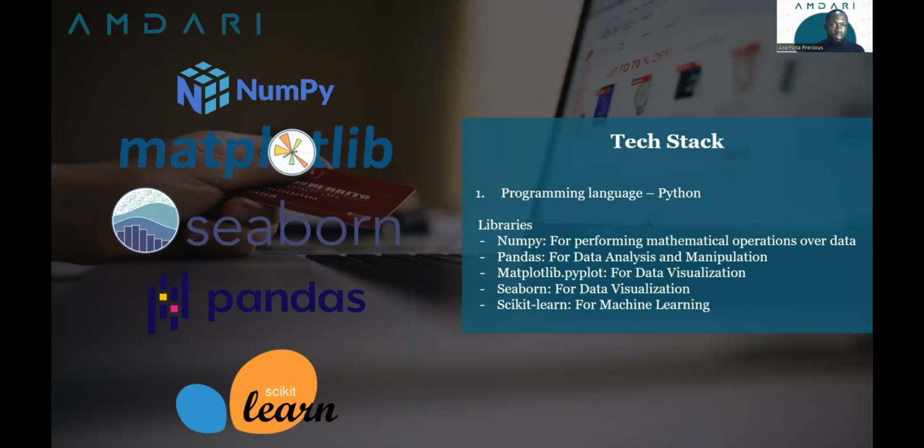these are the tech stack that will be required for this project, which is NumPy, Matplotlib, Seaborn, Pandas, and scikit-learn. All will be imported into our Jupyter notebook where we'll carry out cohort analysis and proceed with our project solution.